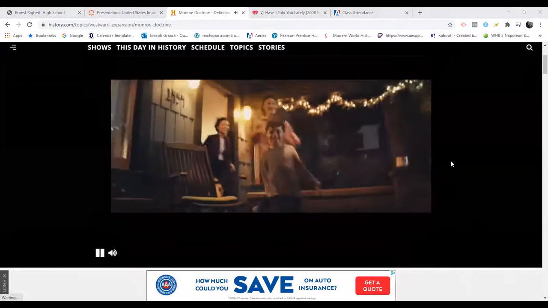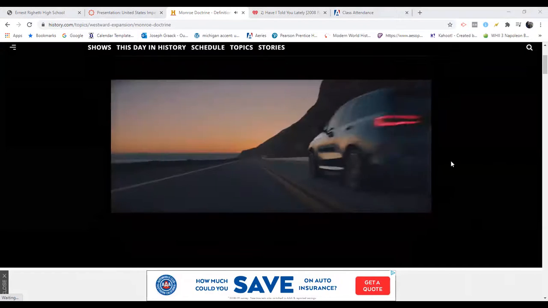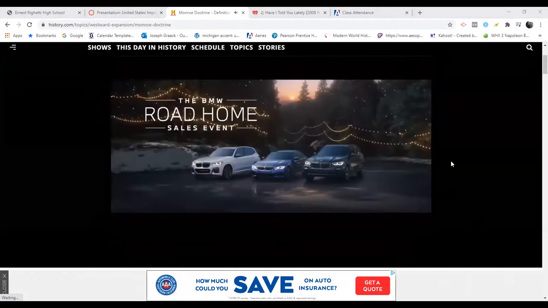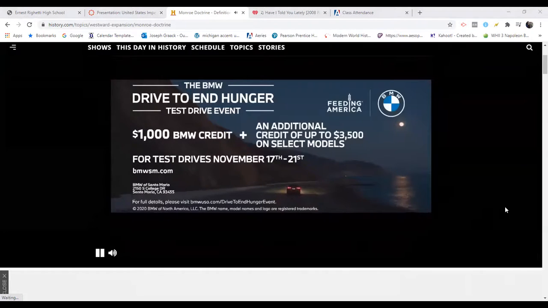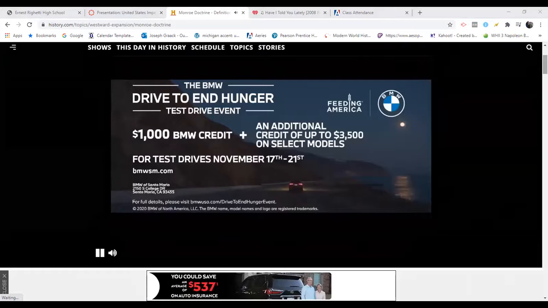Looks like you're home. This holiday season, hurry in to the BMW Road Home sales event and find your way home in the ultimate driving machine. Get a $1,000 BMW credit plus an additional credit of up to $3,500 on select models.